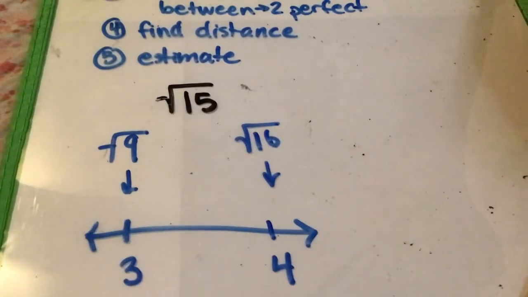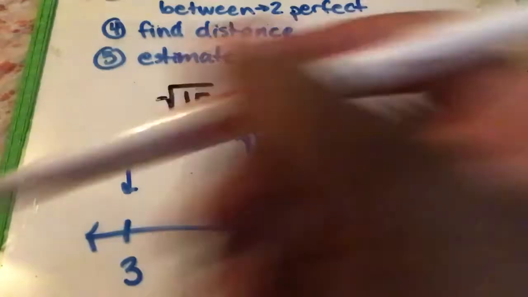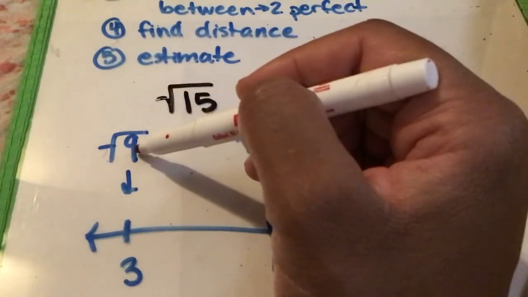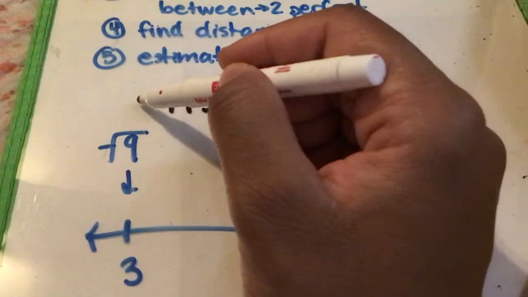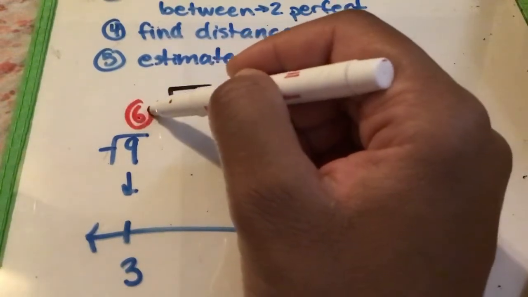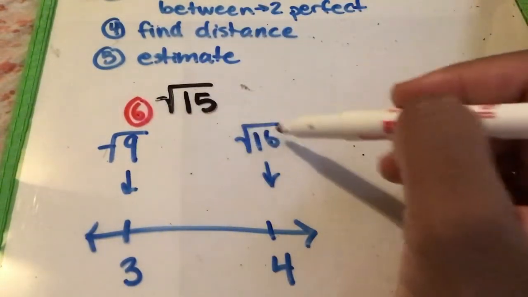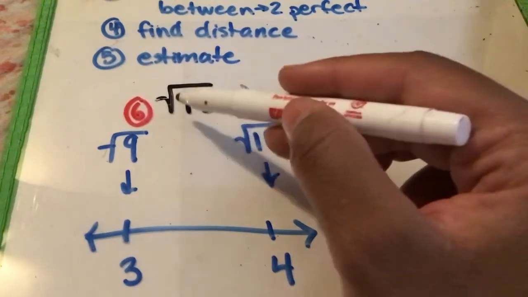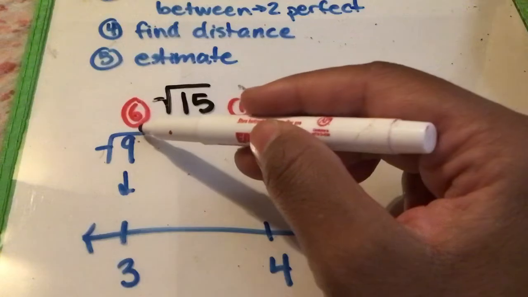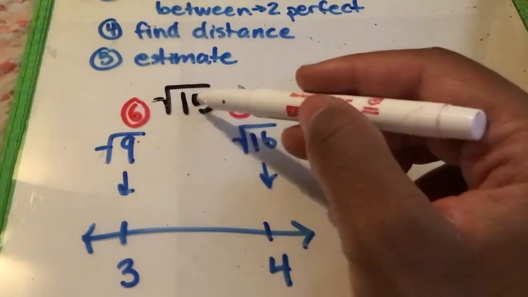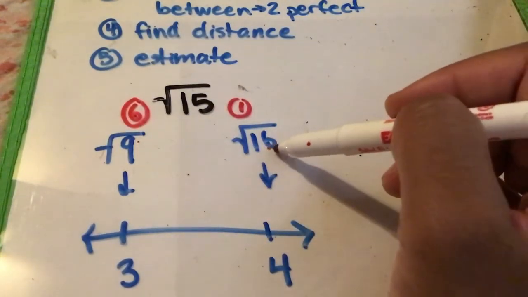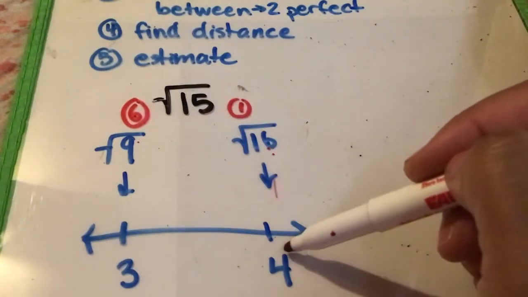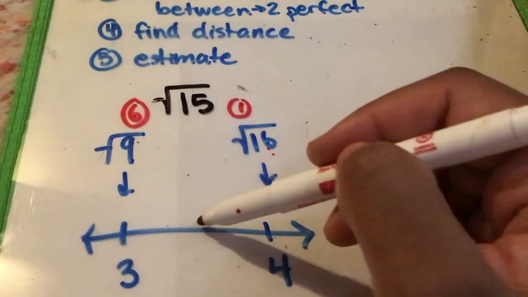So now we're going to use our distances. That's step 3. So the distance from 9 to 15 is 6 steps. I'm going to throw that in a circle. From 15 to 16 is 1 step. It's definitely closer. Think of these as houses. 15 is 6 houses away from 9 and 1 house away from 16. So it's definitely going to be closer to the square root of 16, which is 4. It's going to be a higher decimal.